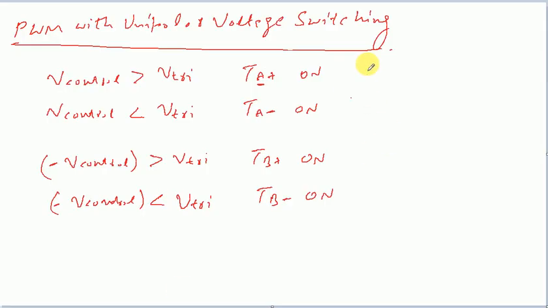Okay, so if I just repeat what I have mentioned, in this particular case the value of VAN will be equal to VD. In this particular case the value of VAN will be equal to 0. In this particular case the value of VBN will be equal to VD, and in this particular case the value of VBN will be equal to 0. So if you want to determine the value of output voltage, that is V naught.